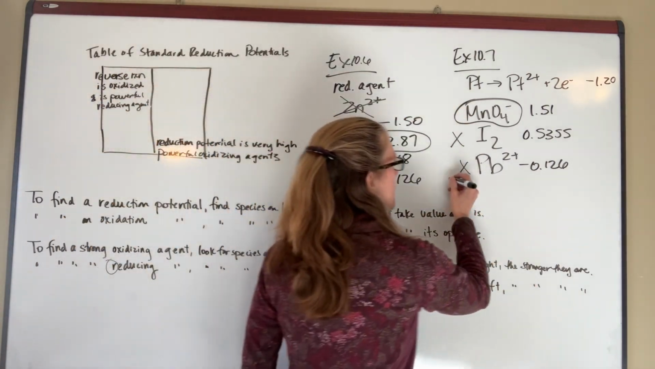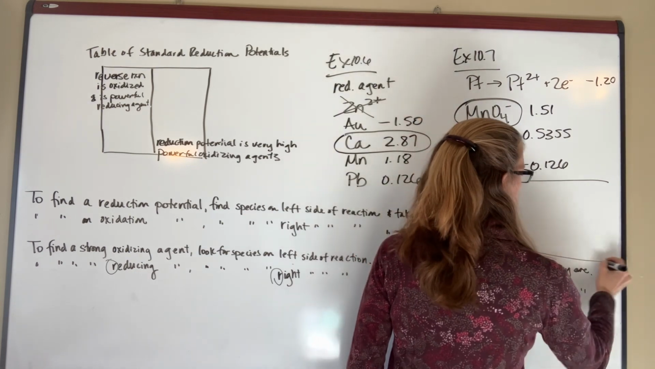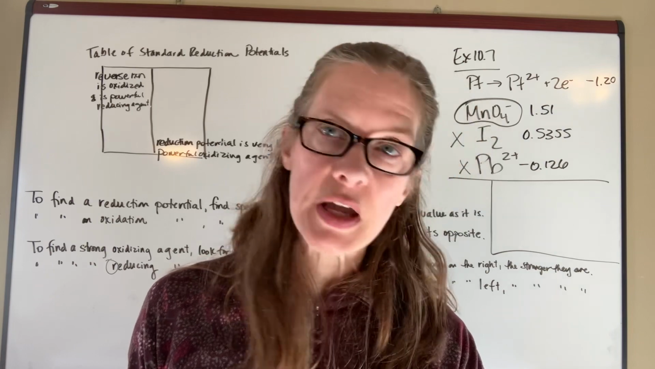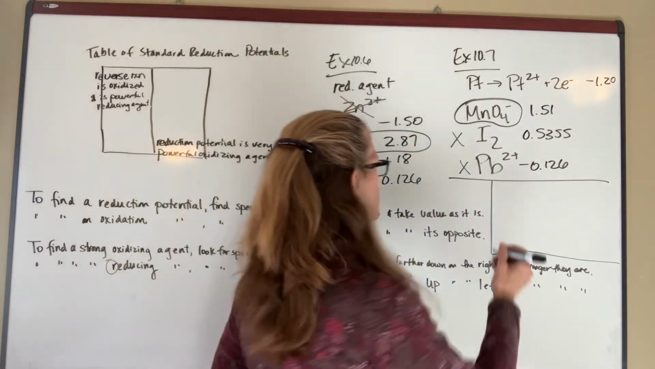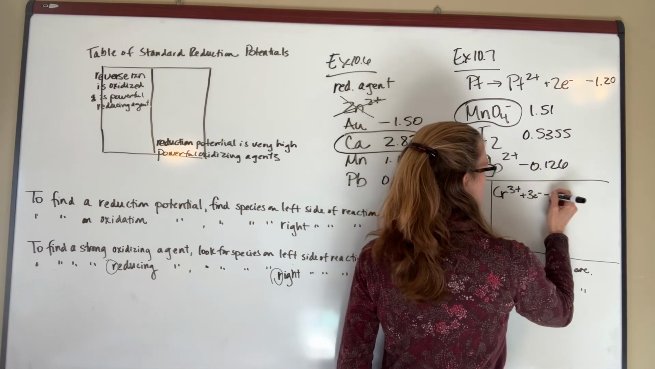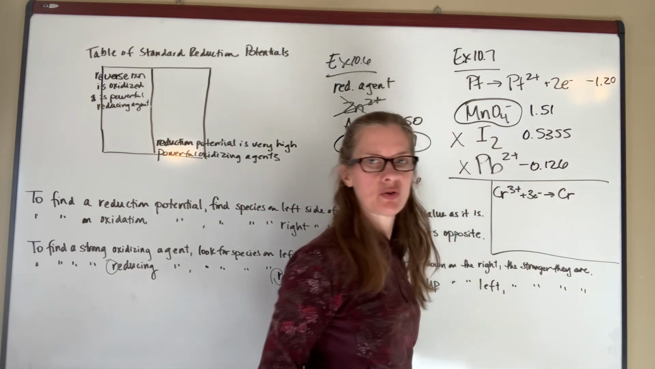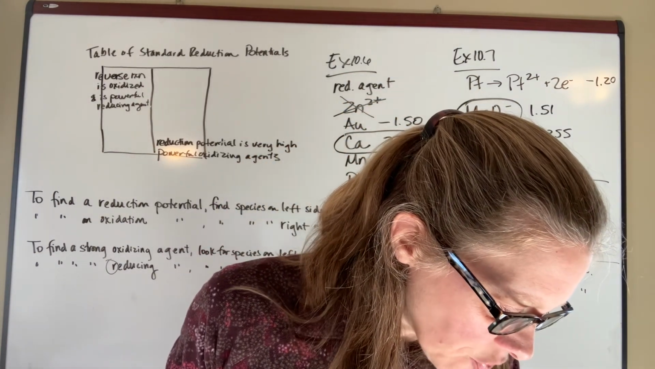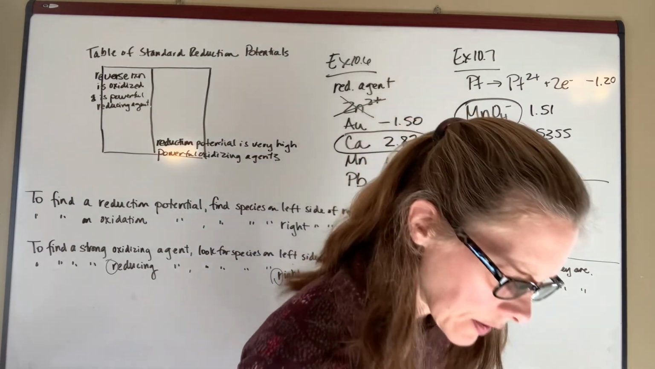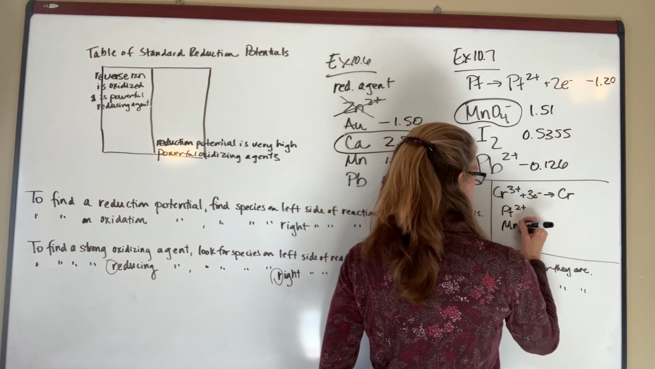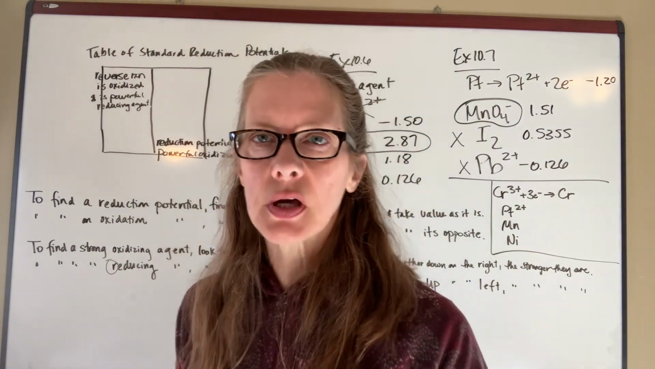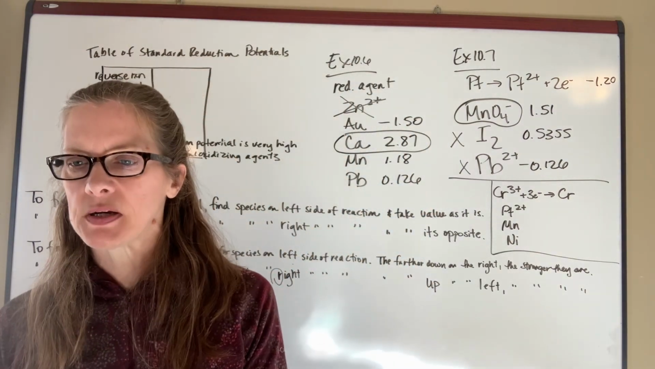Okay? Then the second part of the problem says a chemist wants to reduce chromium 3 plus to chromium. So we're wanting to do this, and I have 3 choices. I could use platinum, I could use manganese, or I could use nickel. So once again, I need to look at the table to find out exactly what it is I'm dealing with.